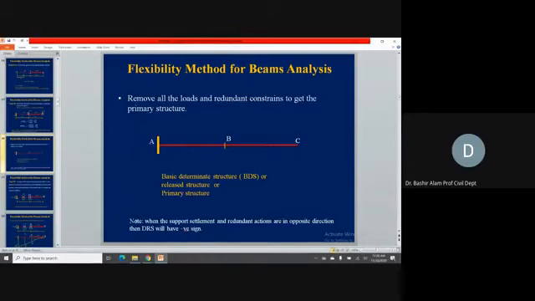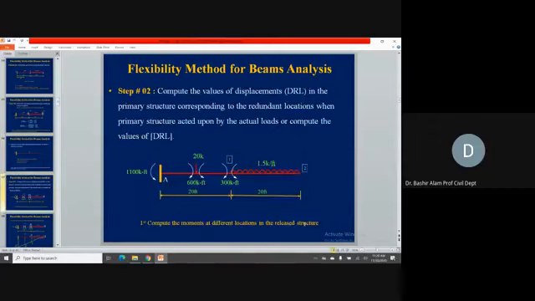Now, here this note is important. When the support settlements and redundant actions are in opposite direction to each other, they will give a negative sign to the DRS. And if they are matching, it will be a positive sign for the DRS values. Step number two, we are coming now.